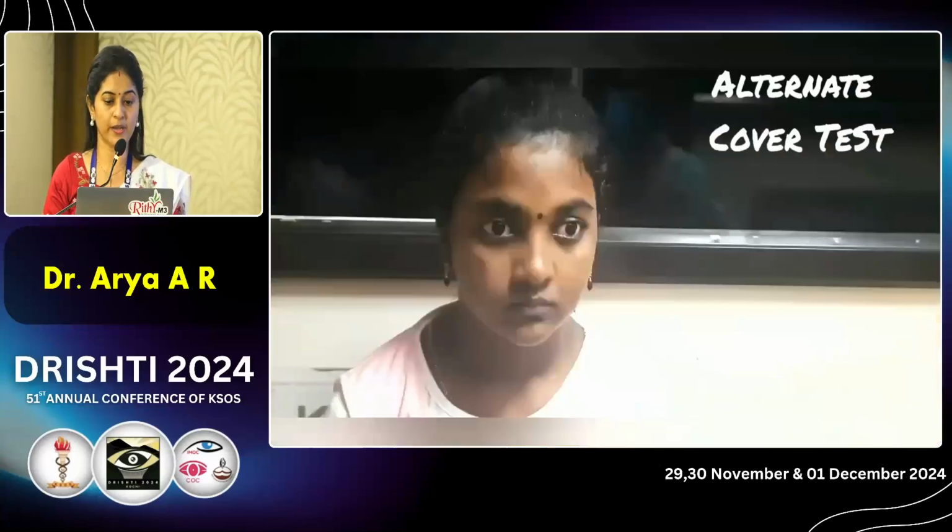Next, you can see in this video, the child is fixing on a target. We are covering the eye. The child is orthophoric. And you can see once you uncover the eye, it is coming from out to in. So, by the uncover test, we find out a phoria.